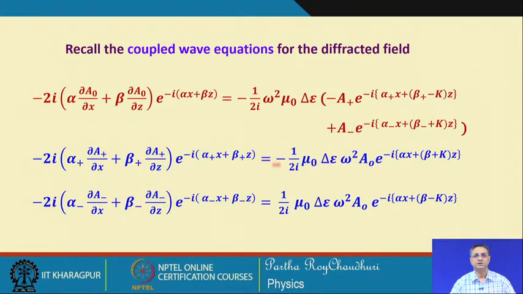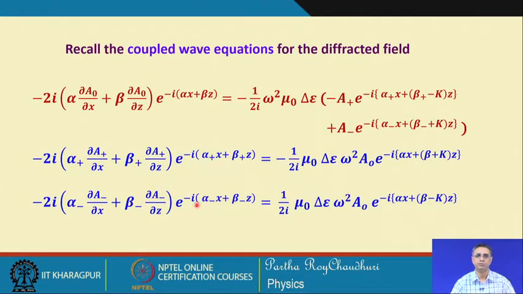These two equations connect the plus order diffraction with the incident beam amplitude, and this is for the minus order diffraction. These are straightforward consequences of the coupled mode equations we have seen. So, this is the starting point.